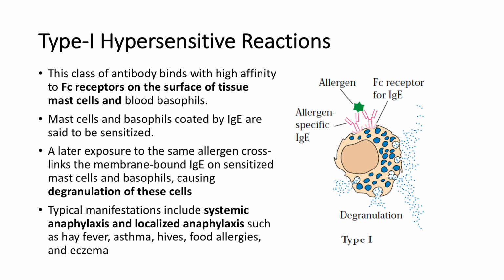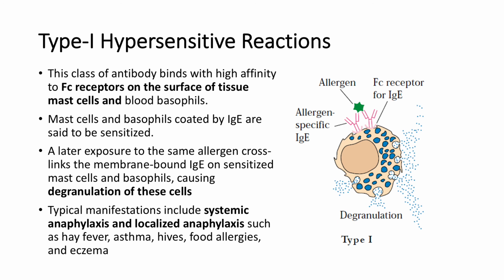In this picture you can see the mast cell and blood basophil cells, the brown colored ones, and the IgE antibody. The Fc receptor of IgE is binding on the surface of these cells. You see the pink colored receptors on the surface of these brown colored cells; these are the receptors for the Fc region of IgE. Mast cells and basophils coated by IgE are said to be sensitized.